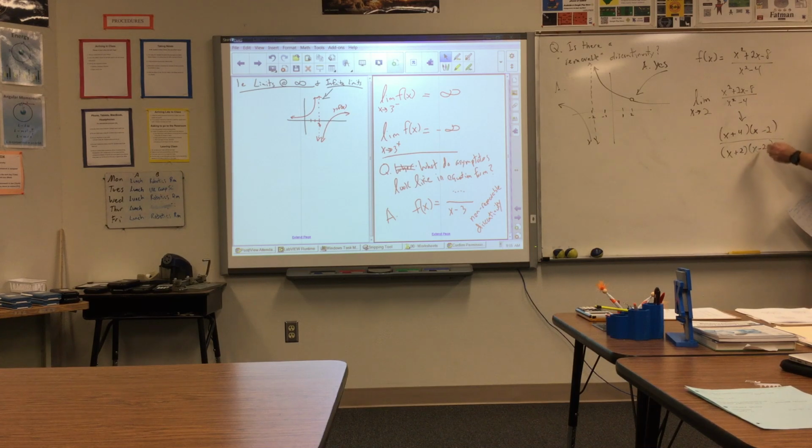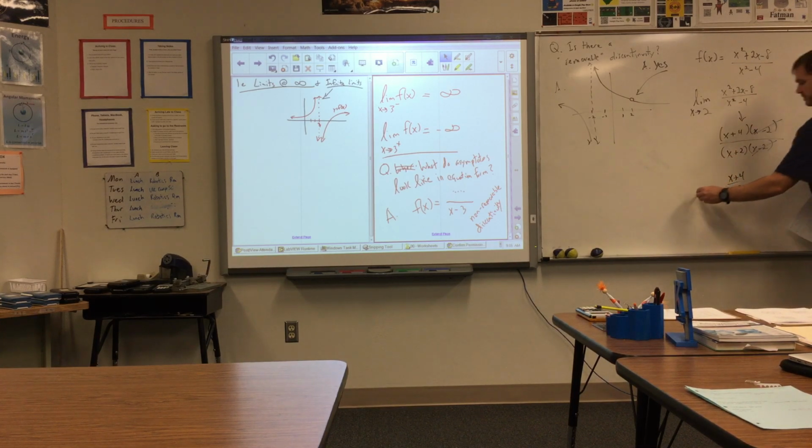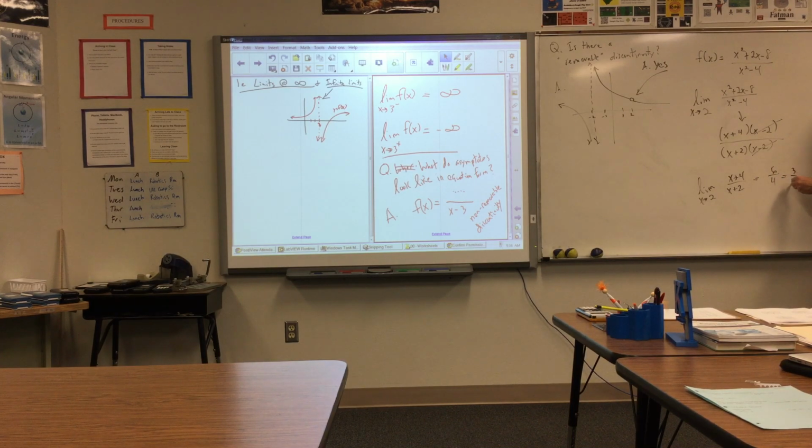However, in the numerator, we also have an x minus 2. So those parts cancel, and we end up with x plus 4 over x plus 2. And we say, what's the limit of that? I can do direct substitution right now. That's going to be 6 over 4. So that's 3 halves, 1.5.